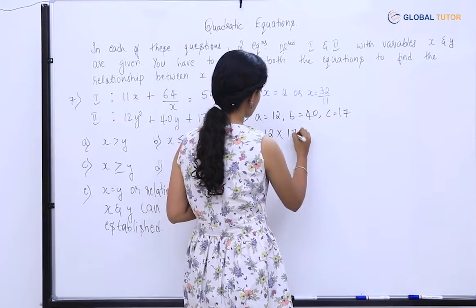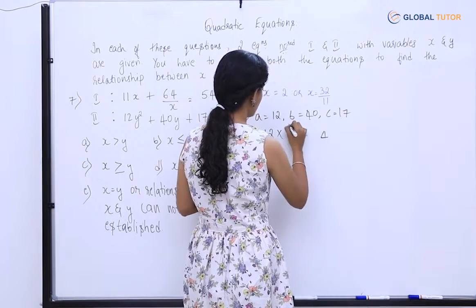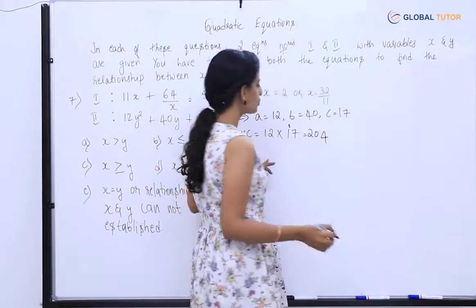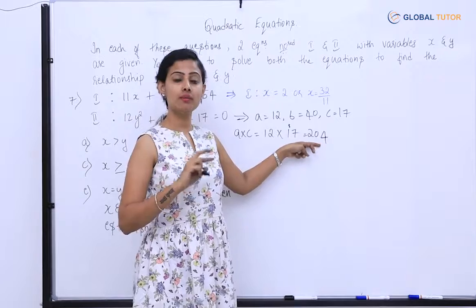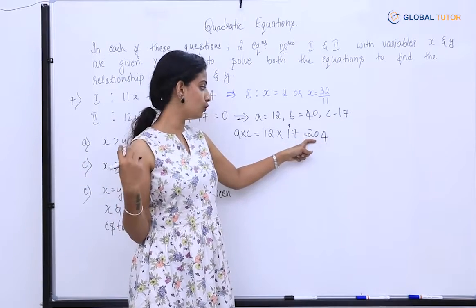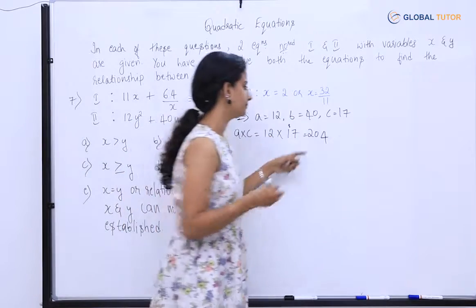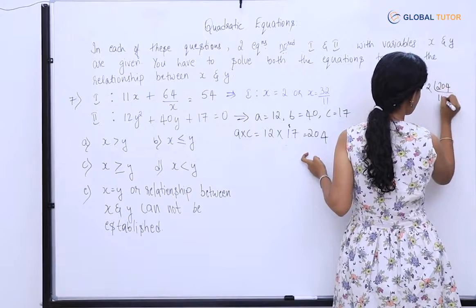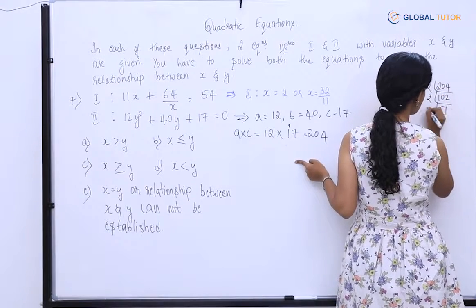12 and 17. 12 sevens are 84, 12 ones are 12, 12 plus 8 is 20. So we got 204. Now we have to find two numbers such that when I multiply them I get 204, and the sum of those two numbers should be 40. So 204 is 2 tens, 2 twos, 2 fives, 2 ones, 3 ones, 3 sevens.